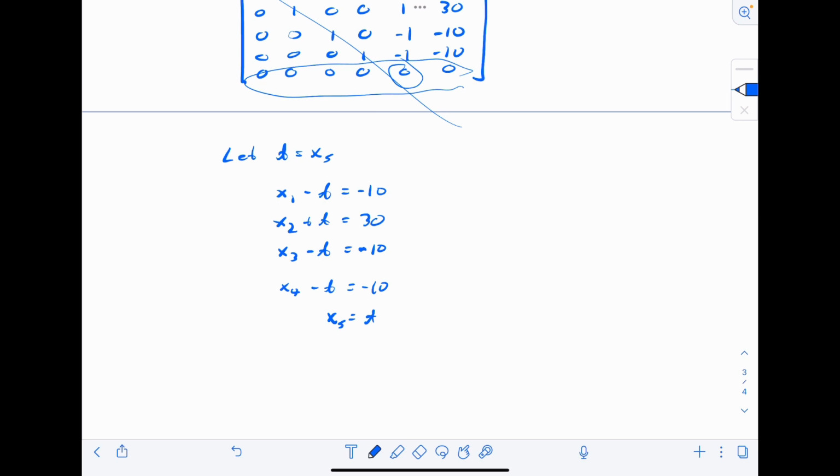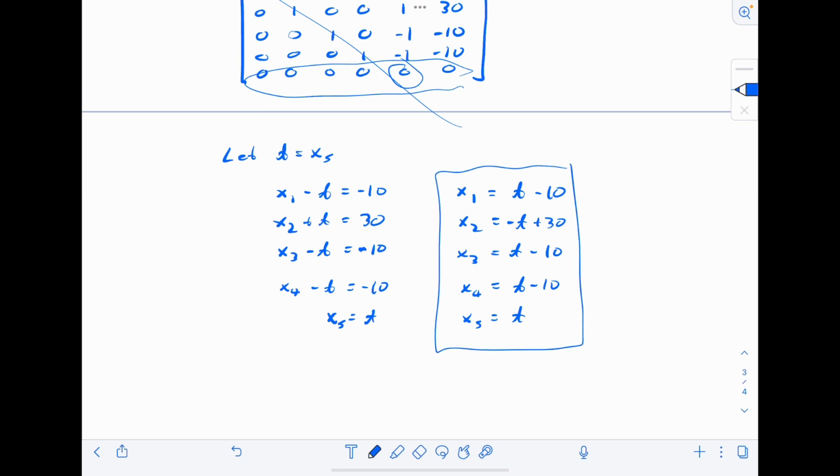So if I solve now for x1 through x5, I'm going to get x1 equals T minus 10, x2 equals negative T plus 30, x3 equals T minus 10, x4 equals T minus 10, and x5 equals, again, just T. So while I don't have a specific solution to this network, what I do have is a situation where if I know T, in other words, if I assign a value to x5, I can basically get all of the other values.